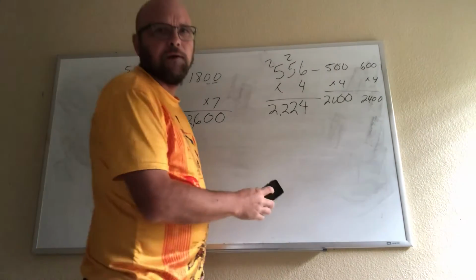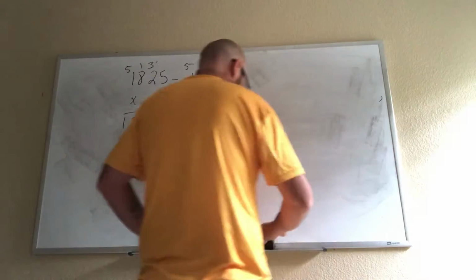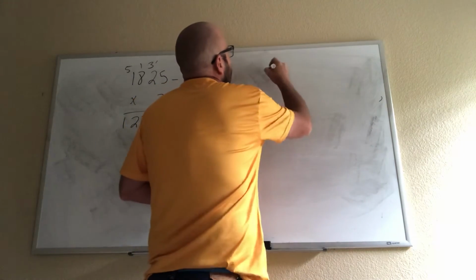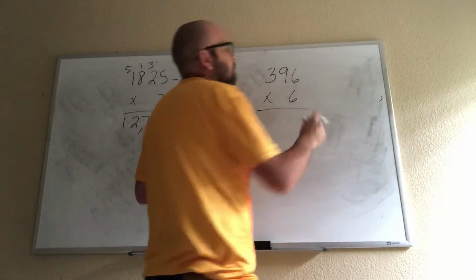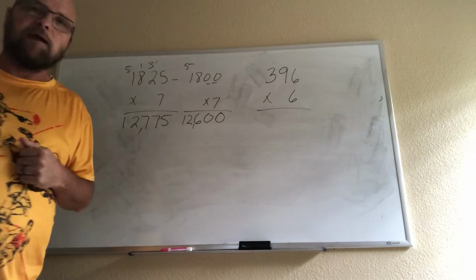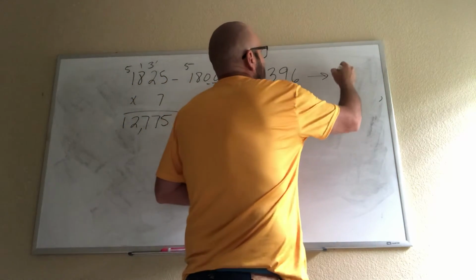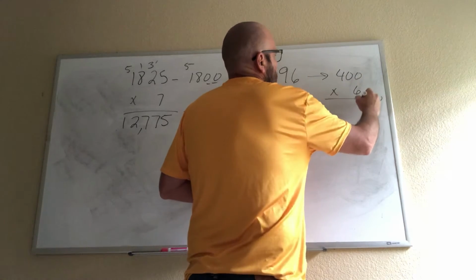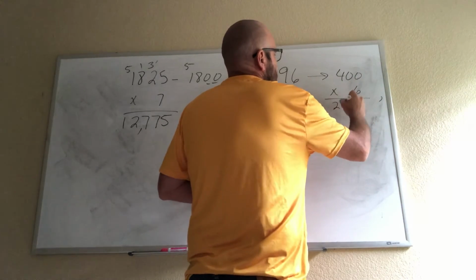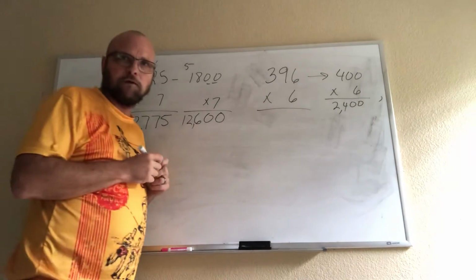That's 396 times 6. Again, I estimate first. Estimating afterwards is just silly. Don't do that. So if I make this 400 times 6, I'm going to get 2,400 as my estimate. So my answer needs to be close to 2,400.